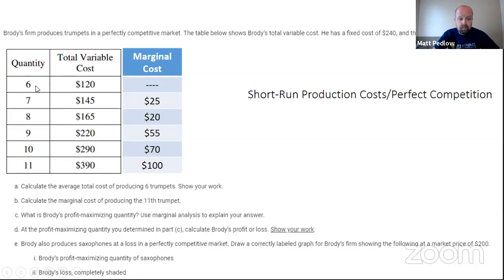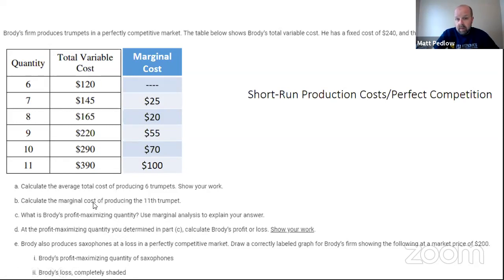Easy enough. B, now that you have this table already done, you can answer B: calculate the marginal cost of producing the 11th trumpet. It's $100. You went from 290 to 390. C, what is Brody's profit maximizing quantity? Use marginal analysis to explain.